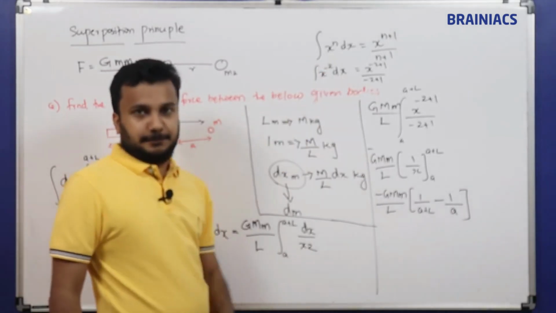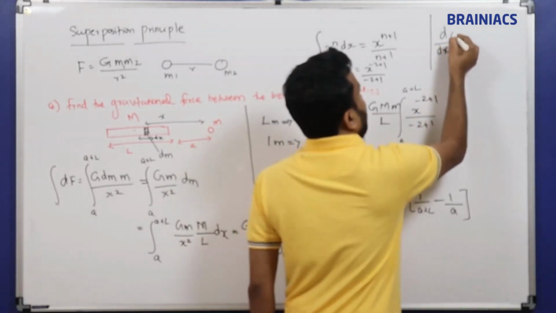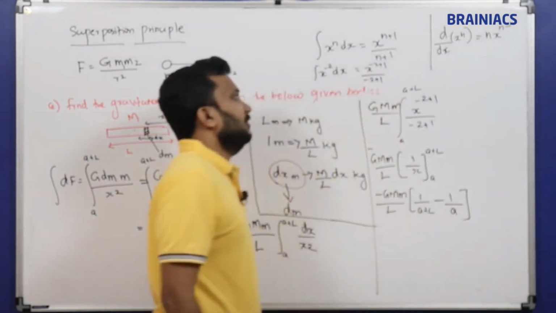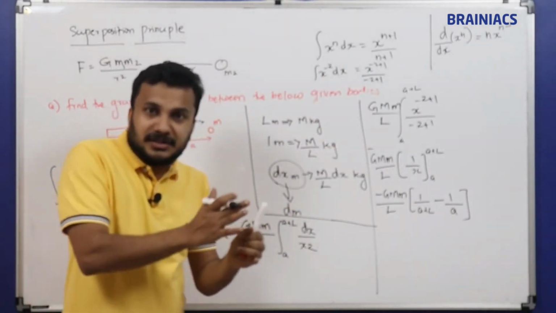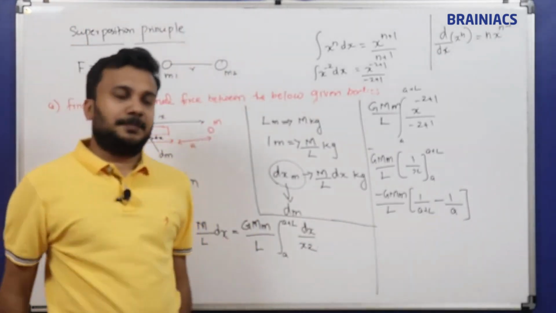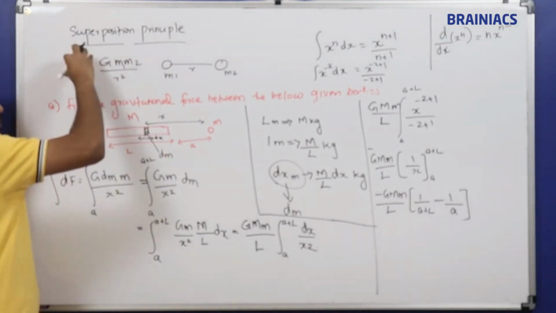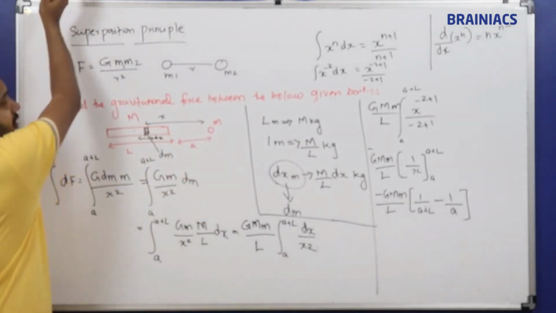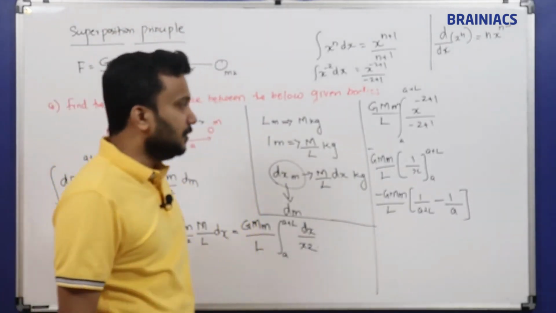Integral of x raised to n. You know the differentiation: d by dx of x raised to n equals n x raised to n minus 1. This is differentiation, and this is integration. We are integrating because the force is changing with distance. If your distance is reducing, force is increasing. If you are moving away, distance increases and force reduces. It is an inverse relation.